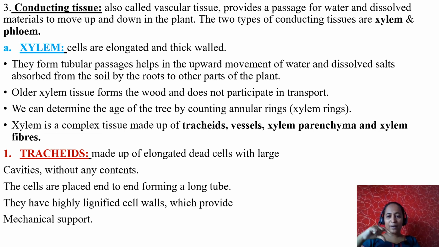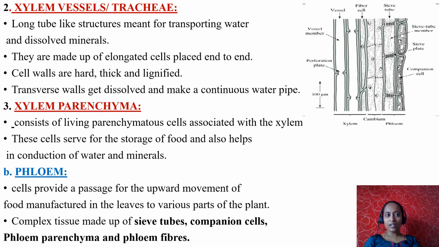Here the cells are placed one end to the other. They are stacked one above the other and form a long tube. They have a highly lignified cell wall. The cell wall is made of lignin, so it is very strong in nature, which provides mechanical support. What is the use of tracheids? They provide mechanical support to the xylem tissues. Next, xylem vessels or trachea. You can see here the xylem tissue.